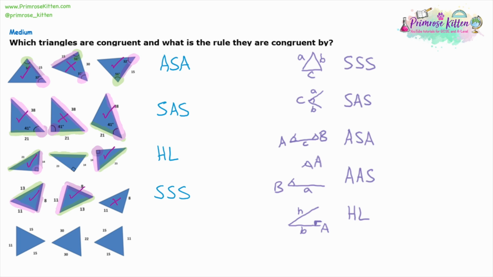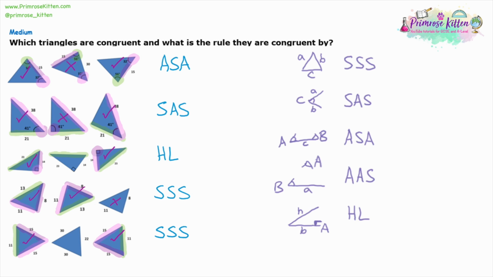Now let's move on to the last medium question. And we have 11, 15, and 15. Now, looking at the second triangle, we have 30, 30, and 22. So I'll come back to that in a moment. Clearly, that's not going to fit. It's got different measurements. We want 11, 15, 15. And the third one, we have 11, we have 15, and we have another 15. So we can say for sure that those 2 are congruent. The first one and the third one. And the proof, side, side, side. They both have the same 3 sides.